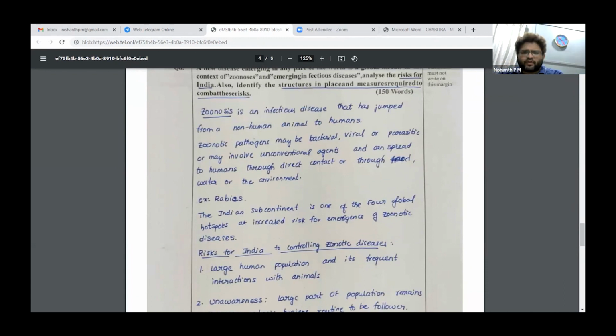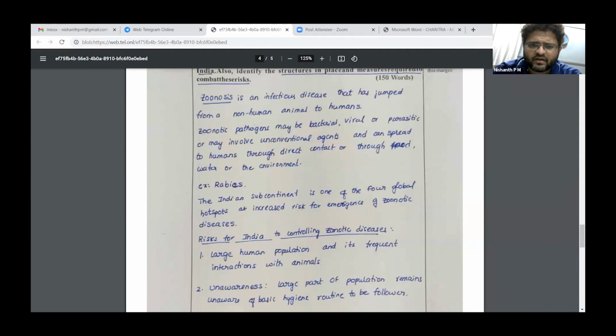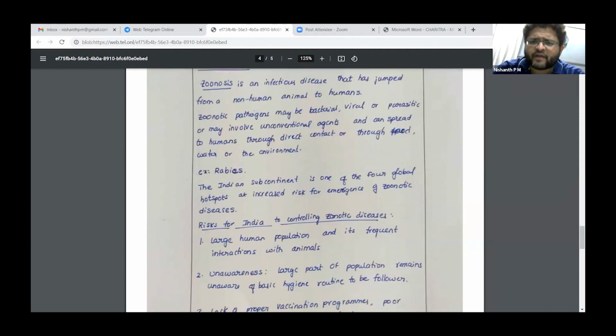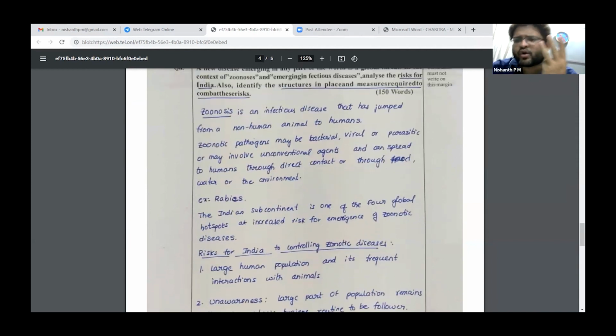You have written too much introduction about zoonotic diseases. You can just write one or two lines. That's all. The first two lines are enough. What the different pathogens are, bacterial, viral, parasitic? This much is not required. Don't waste your space. It is only 150 words. Anil, directly come to the core demand of the question. You have to write three core demands: risks, then structures in place, and then measures. If you write more about zoonosis, you are not a zoology student, right?